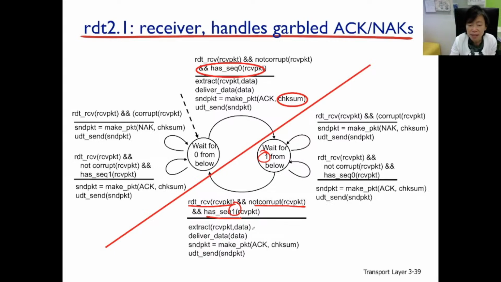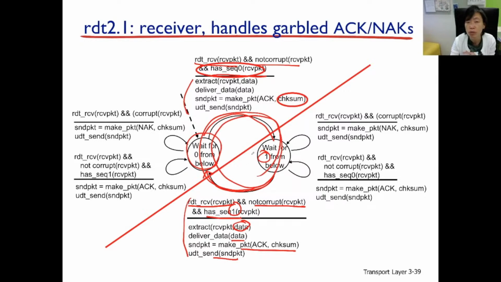Cool, happy again. Extract data out of the packet, pass it up to the application layer, generating an ACK with checksum, send it back. Upon finishing all these actions, we take the transition, receiver here, go back to wait for 0 from below. If another packet comes in, not corrupted, carrying sequence number 0, again happy, take the transition, wait for 1 from below, and this will go on and on. And that's when there's no data corruption, when there's no ACK/NAK corruption.